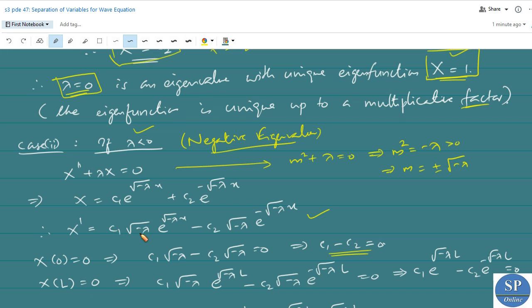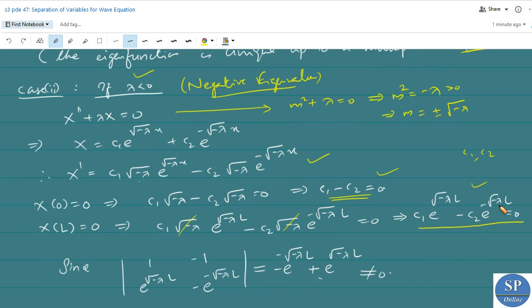That is c1 square root of minus lambda into e to the power square root of minus lambda into L minus c2 square root of minus lambda into e to the power minus square root of minus lambda into L equal to 0. Here also we can divide by square root of minus lambda, and we can write this as c1 e to the power square root of minus lambda L minus c2 e to the power minus square root of minus lambda L equal to 0. So we have obtained a system of equations in c1 and c2.